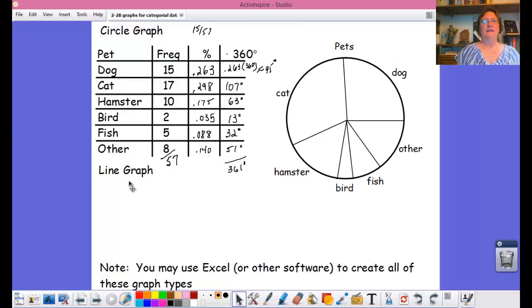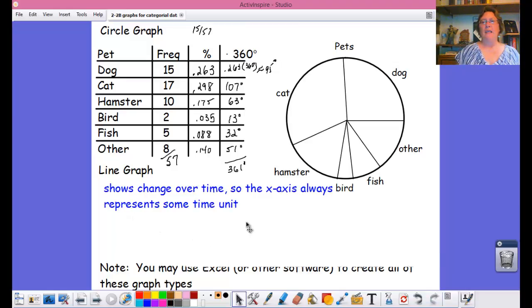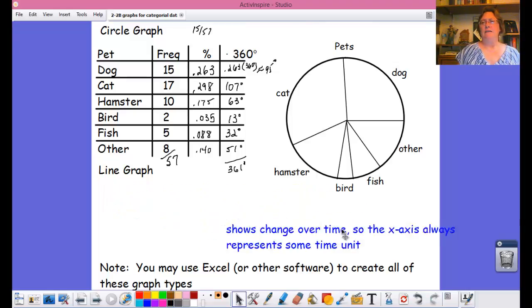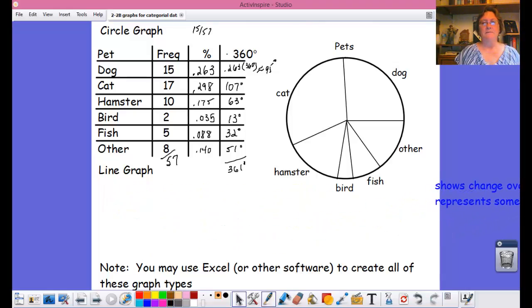Now the last type of graph that I want to talk about is a line graph today. Line graphs show change over time. So the x-axis in a line graph is always some time unit. I'm going to sketch a little graph that shows the price of a gallon of gas over the 5 weeks in September. So I'm going to move this out of the way so that I have a little bit of room to work. So in my line graph, I'm showing the price of a gallon of gas. That means that my y-axis is money. X-axis shows time. And as I said, I'm going to talk about the weeks in September.